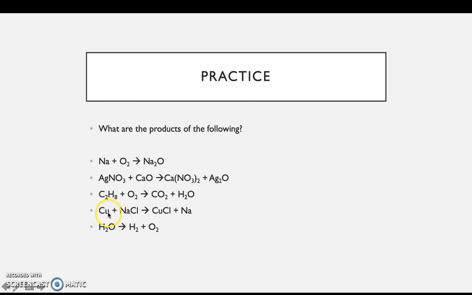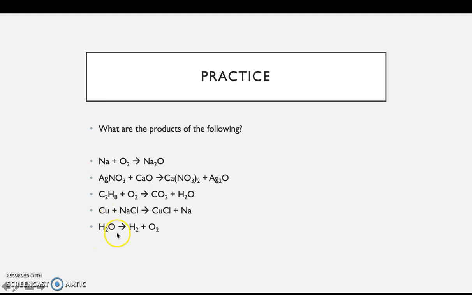Next one, copper, single element, and NaCl, sodium chloride. This is a compound. So when I have a single element and a compound, I've got to figure out which part of this compound this copper is going to try to replace. Okay, so copper here is a metal. It's going to replace the metal in my compound, which is the sodium. So copper replaces the sodium, kicks it out to be by itself, and I get copper chloride and sodium.